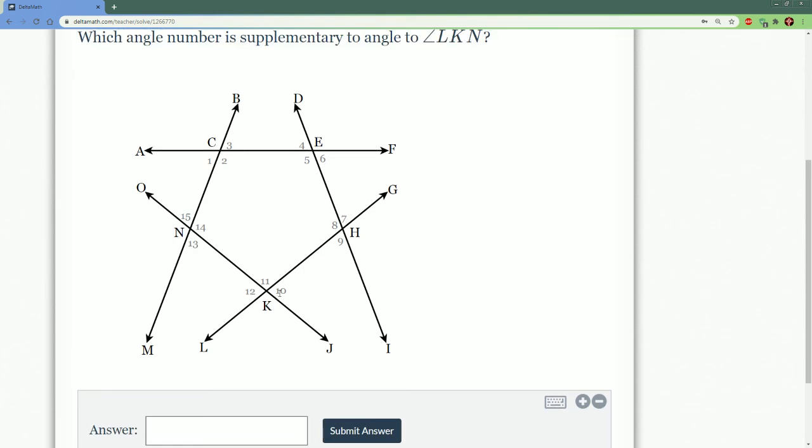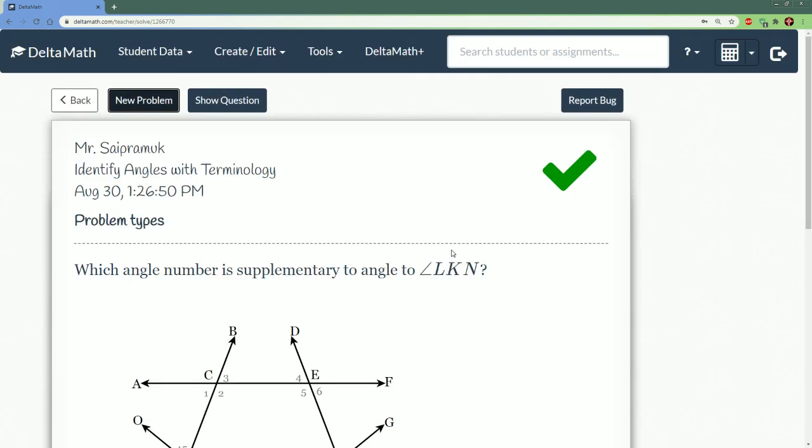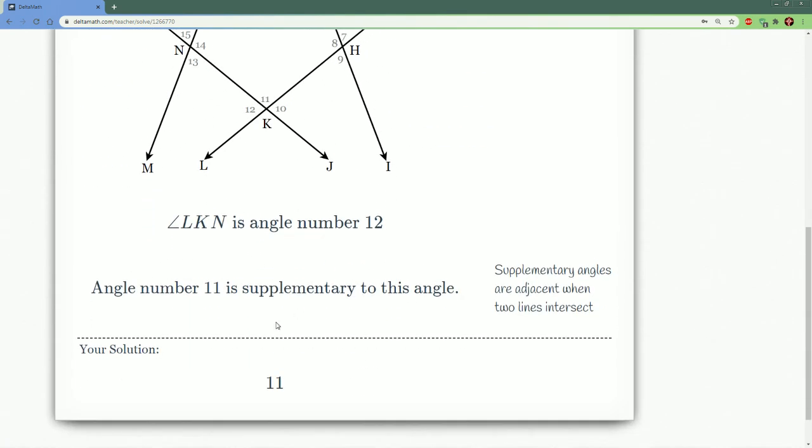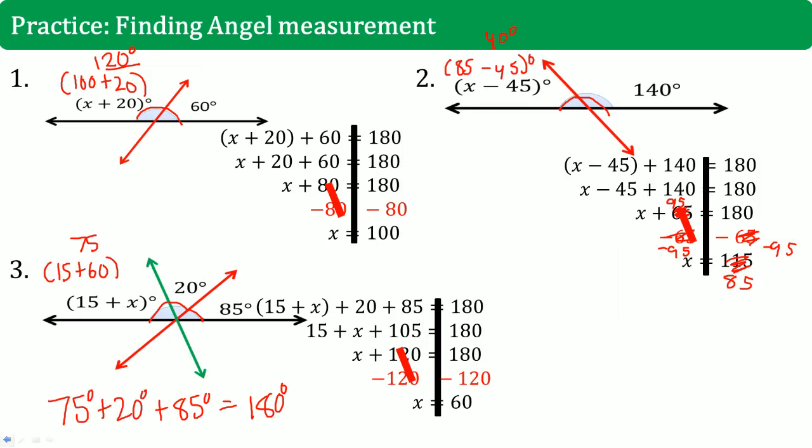Okay. Would it be 10? No, 10 would be the vertical angle. Angle 12, which is LKN, the supplementary angle to it would be angle 11. Let's see if I can enter 11 here. Okay. That is correct. Angle LKN is angle 12. Angle 11 is supplementary to it because it makes a line. There you go. That is everything that you need to know about linear pairs.